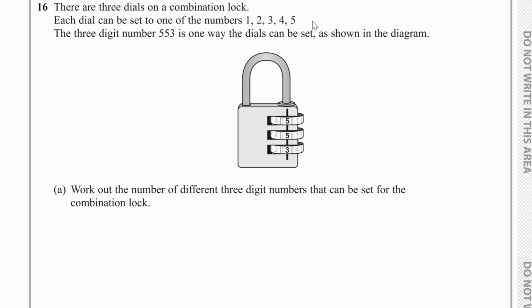So if you think about it, for the first dial, there's 5 different numbers we can choose from. For the second dial, there's another 5 different ways we can choose from. For the third dial, there's 5 different ways we can choose. So multiplying these together, we end up with 125.